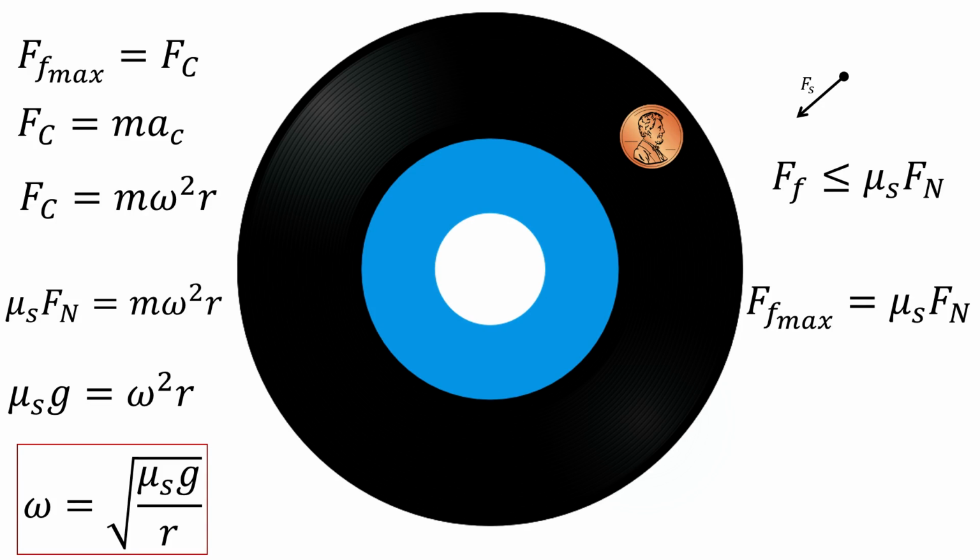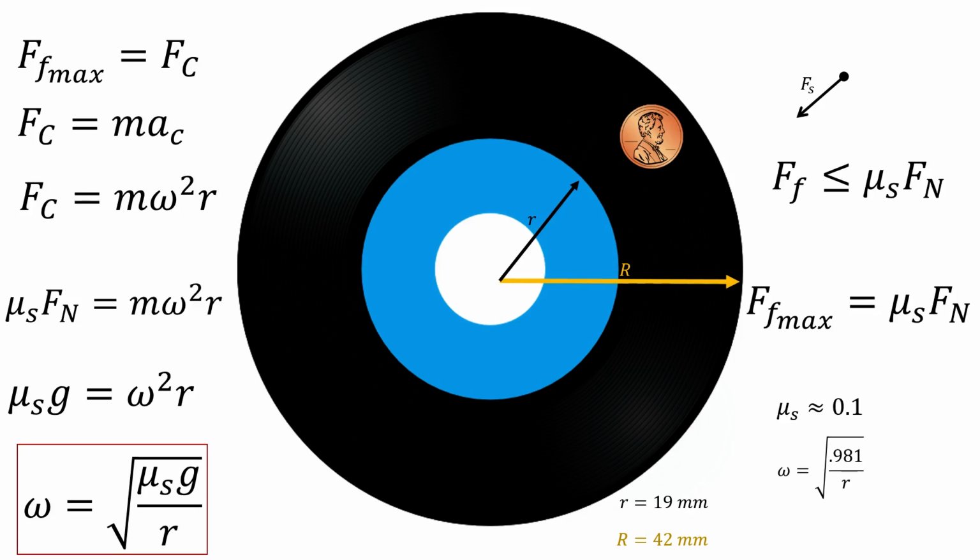We know, or can easily measure, the size of the record. We can approximate the coefficient of static friction between the penny and the record as about 0.1. Plugging those numbers into our equation, we see that if we place the penny on the outside of the record, it will remain at rest up to about 46 RPM. If we move the penny toward the inside, we can get the record spinning as fast as 69 RPM before the penny starts to slide off.